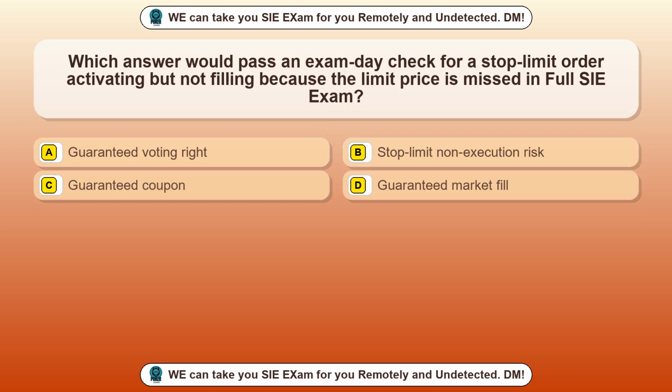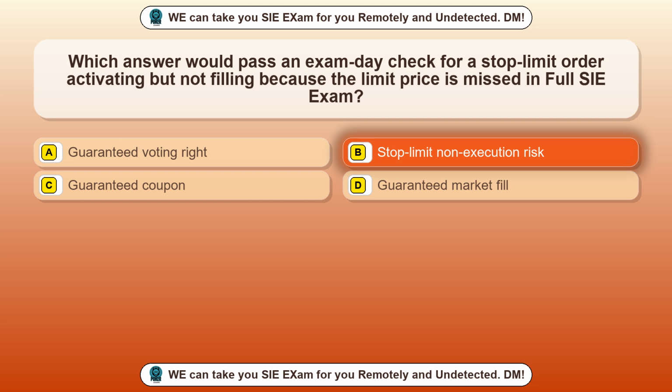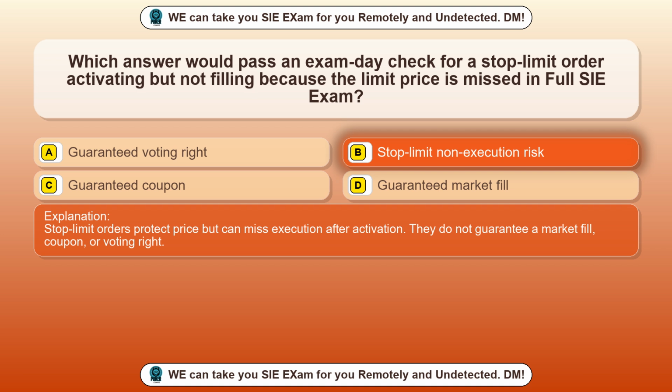Question 75. Which answer would pass an exam day check for a stop limit order activating but not filling because the limit price is missed in full SIE exam? Option A, guaranteed voting right. Option B, stop limit non-execution risk. Option C, guaranteed coupon. Option D, guaranteed market fill. The correct answer is option B, stop limit non-execution risk. Stop limit orders protect price but can miss execution after activation. They do not guarantee a market fill, coupon, or voting right.